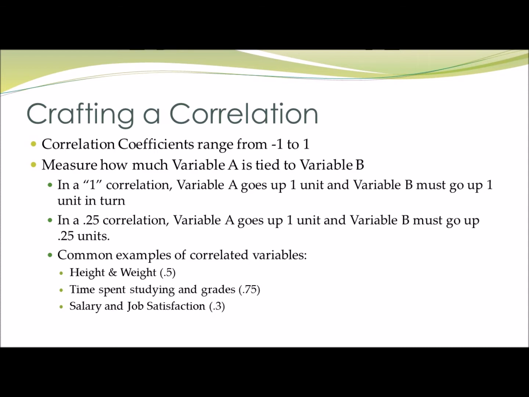And it's important to note that you start out at 0 with correlations, and as you approach -1 or 1, they get stronger. A negative 0.9 correlation is just as strong as a 0.9 correlation that's positive. It's just in the opposite direction.